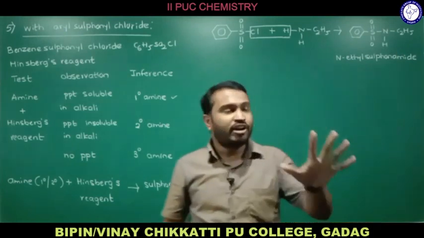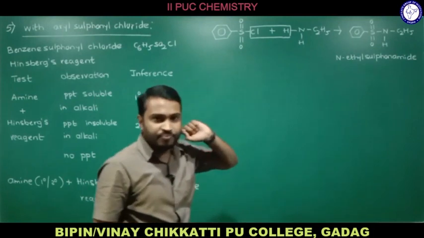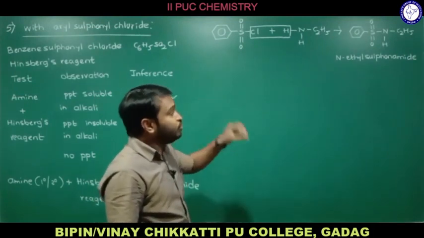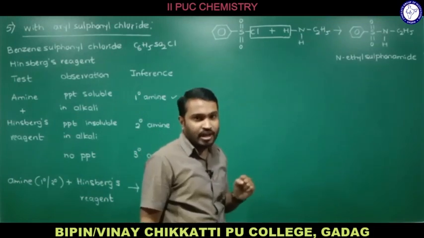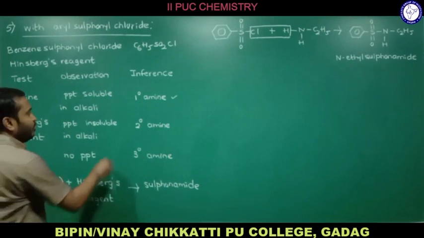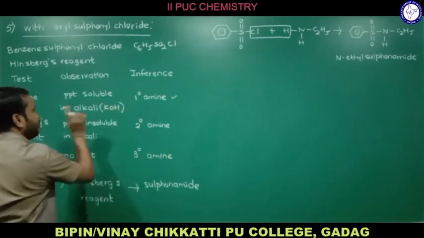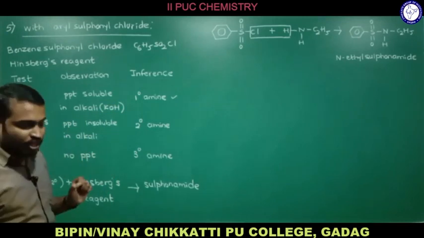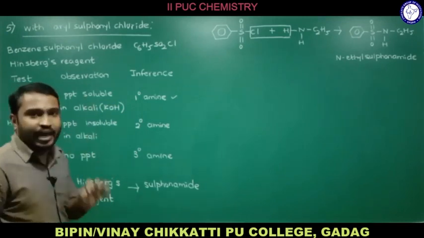So this is the sulfonamide we get when Hinsberg reagent reacts with the primary amine. And now the question arises: due to the formation of this sulfonamide, a precipitate is going to be formed, and why is this precipitate soluble in alkali? I told you already, you can consider potassium hydroxide as the alkali. Soluble bases are nothing but alkalis. So why is the particular precipitate going to be soluble in KOH or alkali?